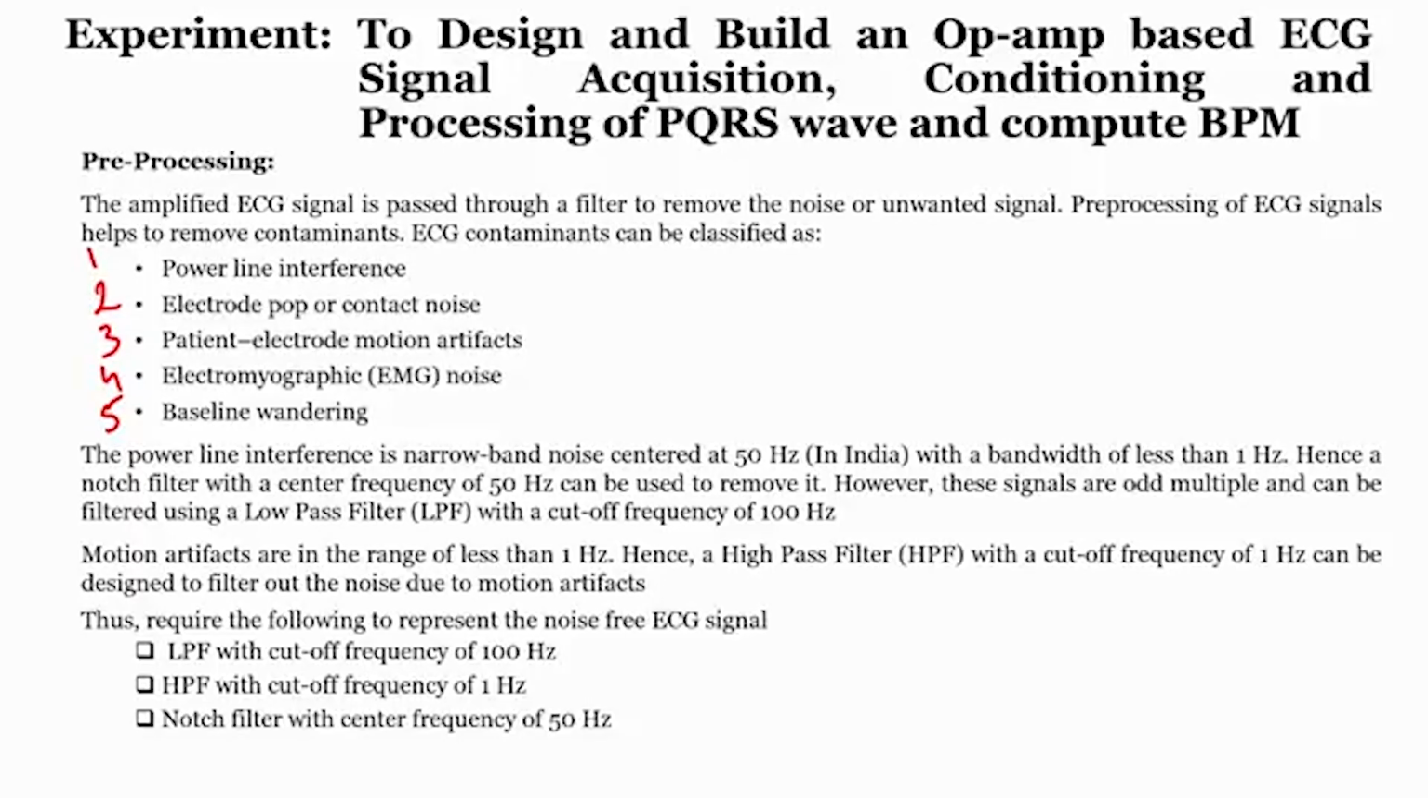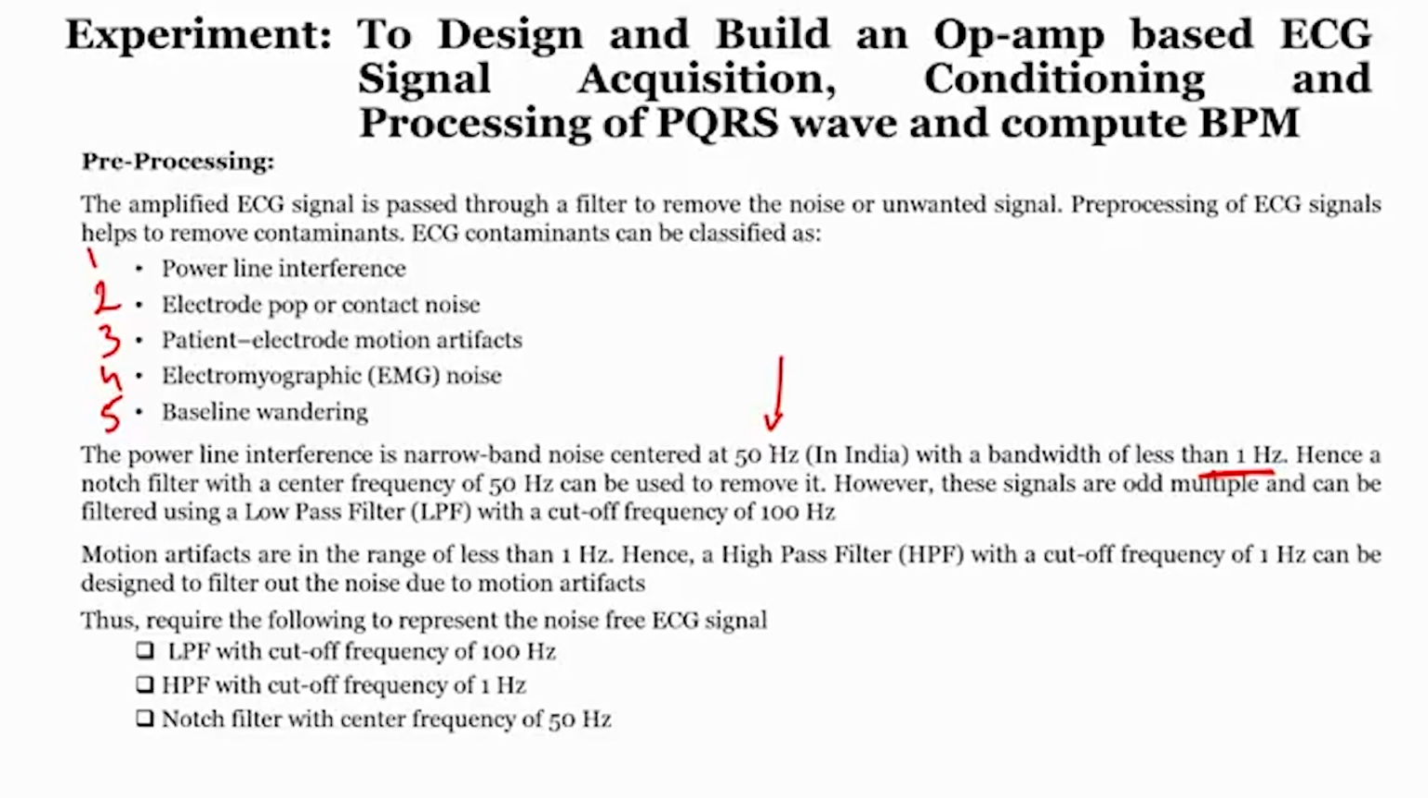So, the power line interference, which is the first one, is narrow band noise centered around 50 hertz. We are using 230 volts, 50 hertz in India. So, we have designed the module such that we consider 50 hertz, and power line interference is a narrow band noise centered around 50 hertz with a bandwidth less than 1 hertz. Hence a notch filter with a center frequency of 50 hertz can be used because we have to remove only one particular frequency. The notch filter is also called a band reject filter. So, we can use this notch filter, which can remove 50 hertz noise.